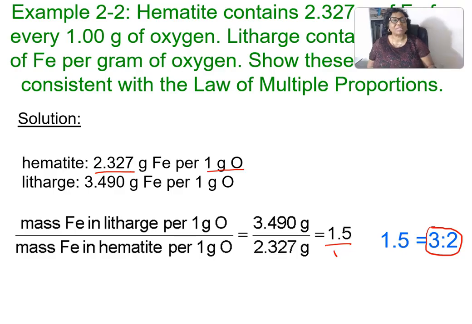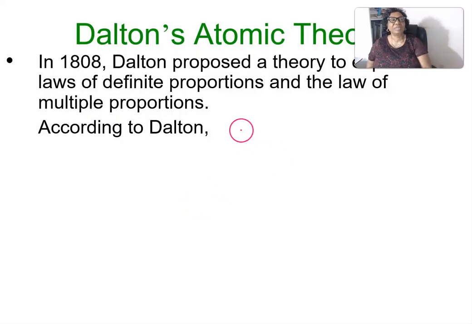So we have looked at the law of mass conservation. We have looked at the law of definite proportion. We have looked at the law of multiple proportion. Now we want to talk about Dalton's atomic theory. Dalton's atomic theory was proposed in 1808 by Dalton, and the theory explains the law of definite proportion and the law of multiple proportion.